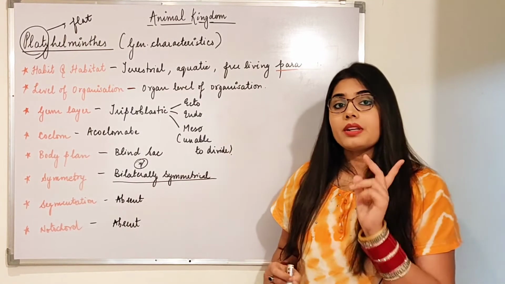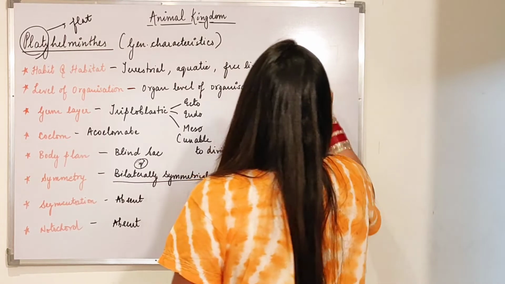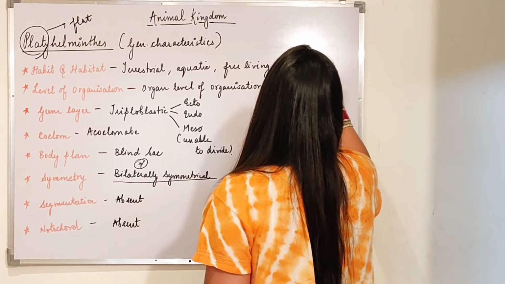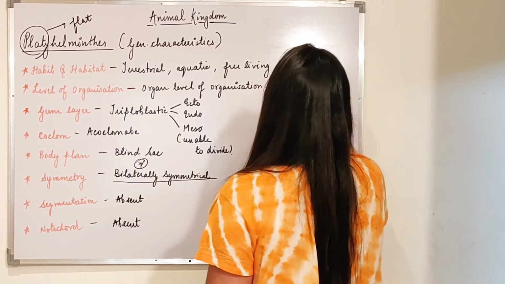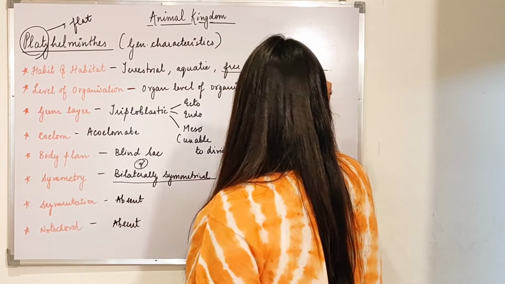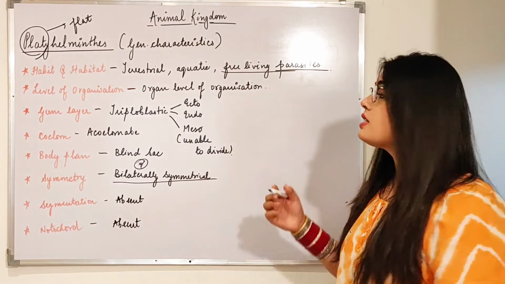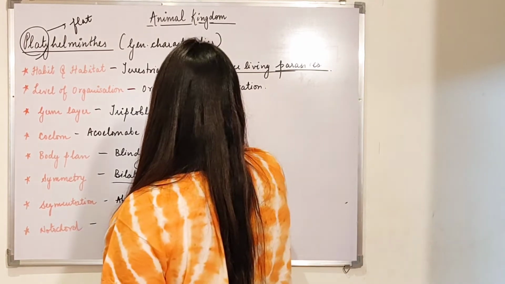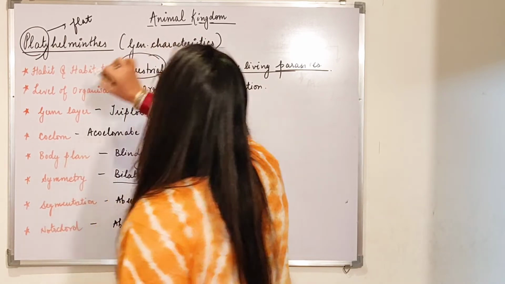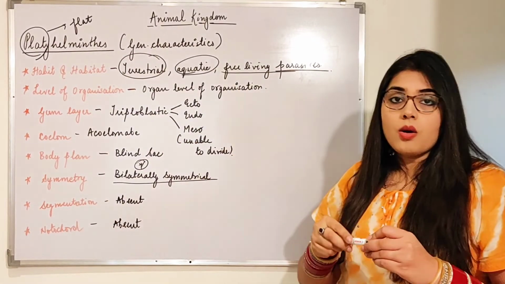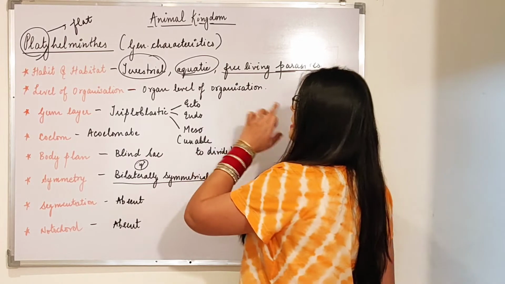Fine. Now beta, these free living parasites, it just got erased a bit. These free living parasites have some other features as compared to the aquatic form and the terrestrial form. Okay, what are the additional features? Now let me tell you beta.